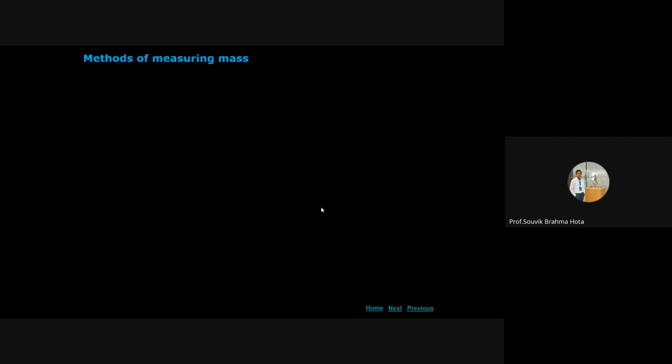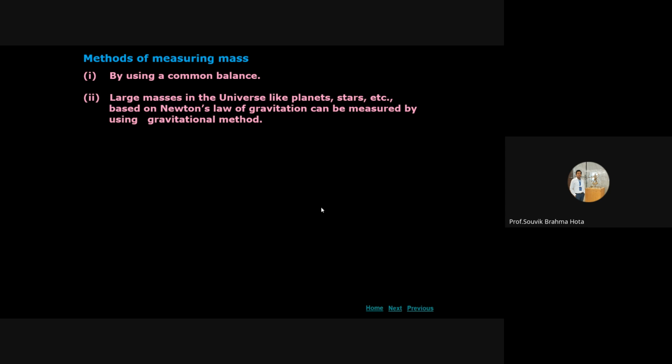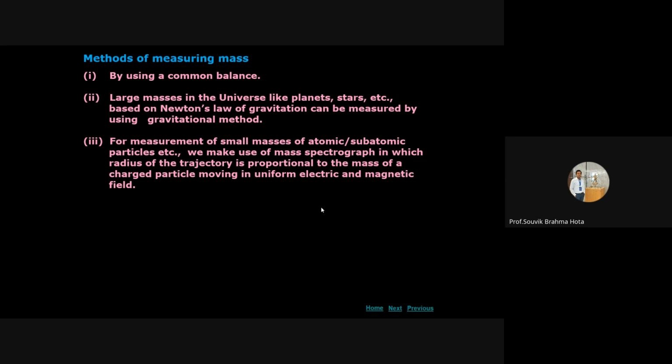Now method of measuring mass by common balance, that is the basic thing. Large masses in the universe like planets, stars, etc., based on Newton's law of gravitation, can be measured using the gravitational method. For measurement of small masses of atomic and subatomic particles, we make use of a mass spectrograph, in which the radius of the trajectory is proportional to the mass of a charged particle moving in uniform electric and magnetic fields.